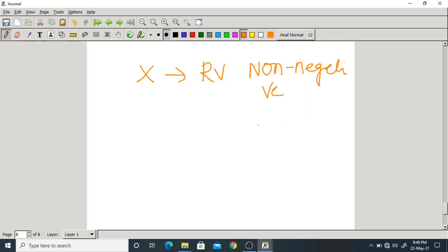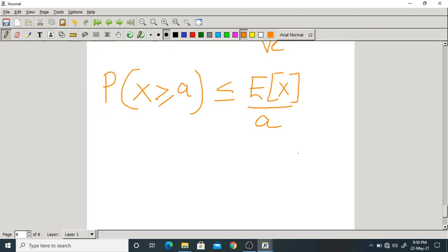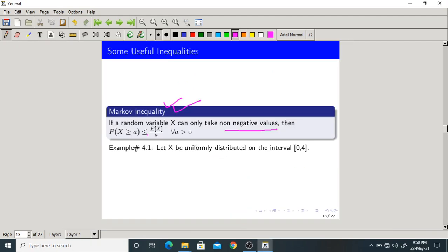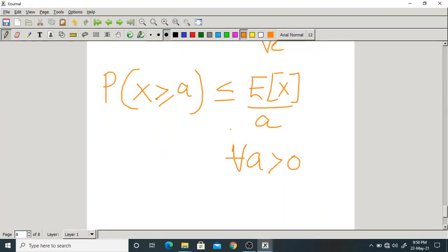Now what were we defining? The probability that x is greater than or equal to some quantity a is less than or equal to the expectation of x by a, obviously for all a greater than 0. What do you mean by this? This term is nothing but an inequality. It is not the exact value. They are calculating an inequality.